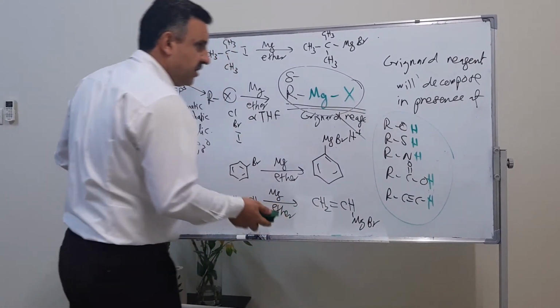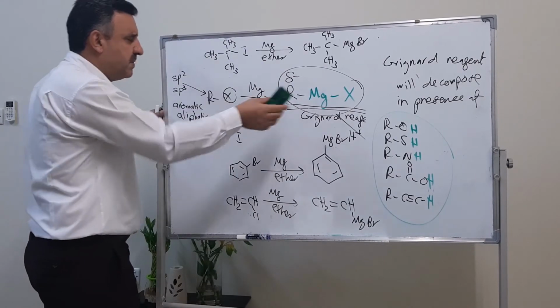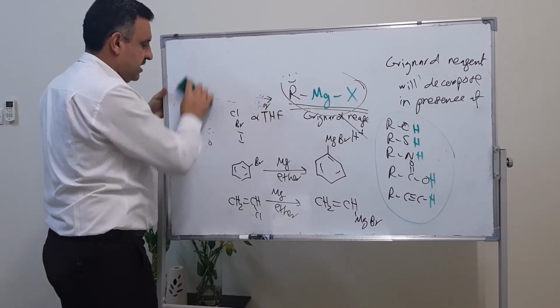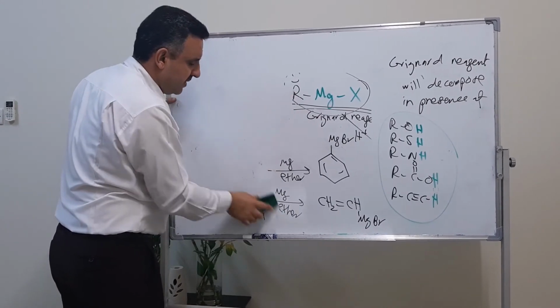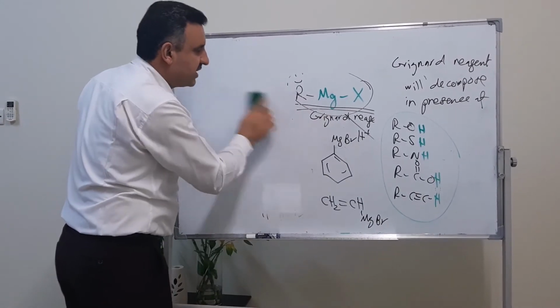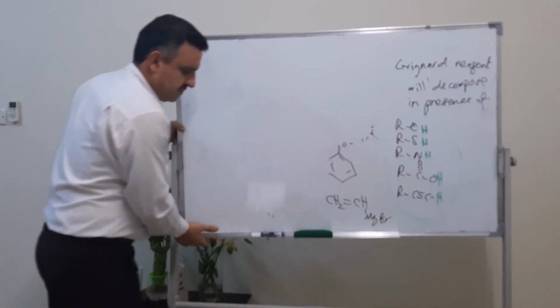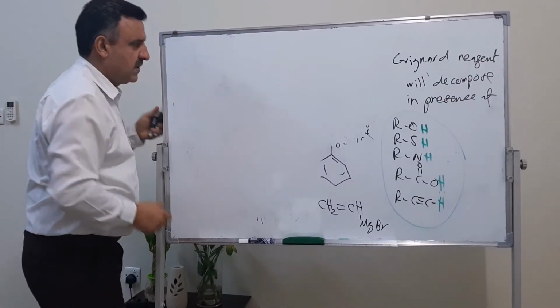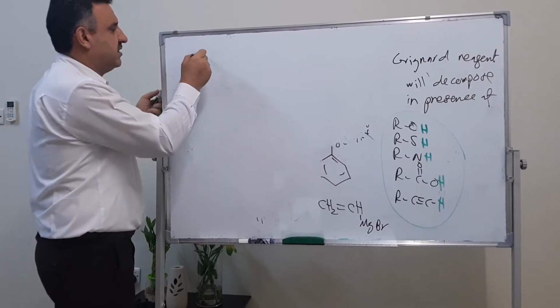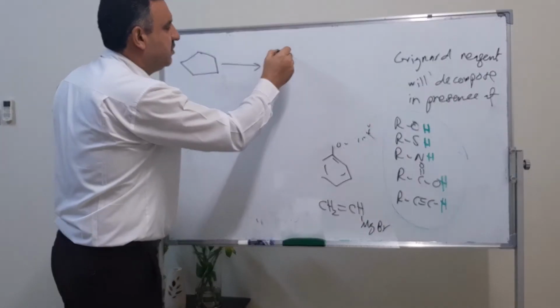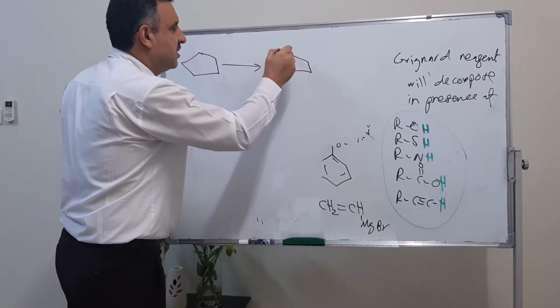Now, for example, keep this in mind, and let me ask you this. Starting from, let's say, cyclohexane, for example, or cyclopentane, show how you could prepare such a product.